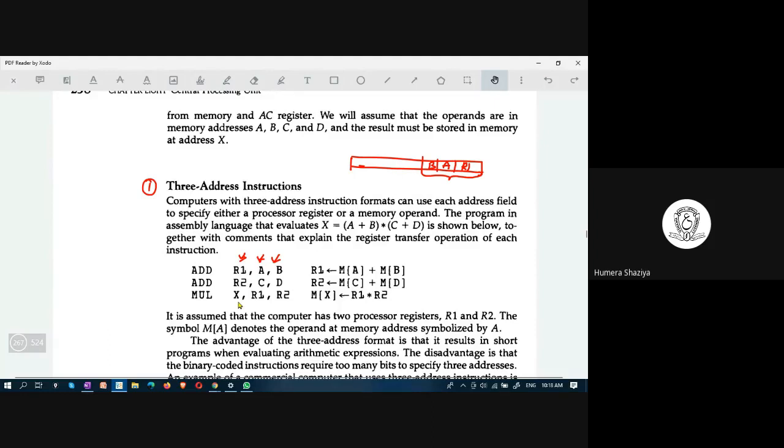In the second statement, we are actually implementing this statement. So A plus B and storing in R1, C plus D and storing in R2, and then multiplying R1 and R2 and storing in memory, M of X. This is implementing this statement using three address instructions. This is like an example.